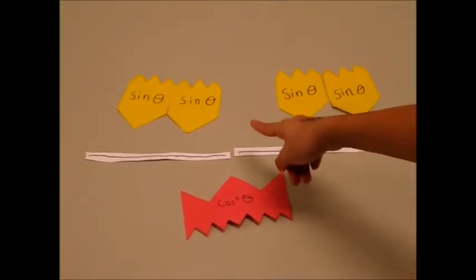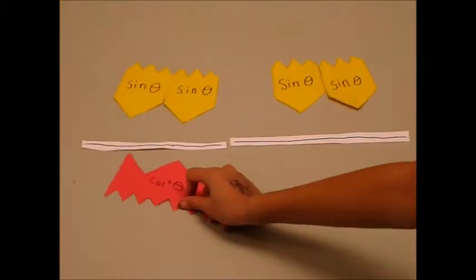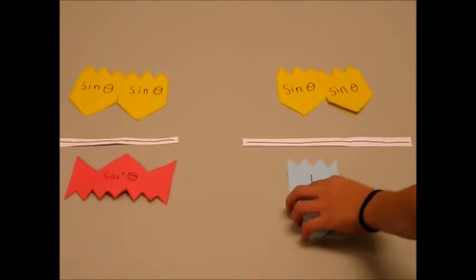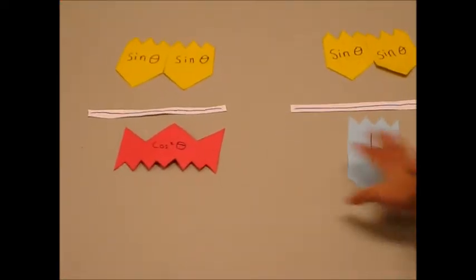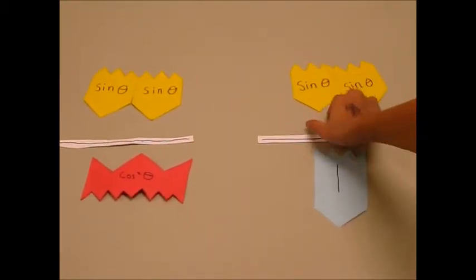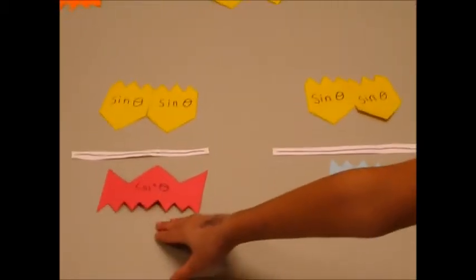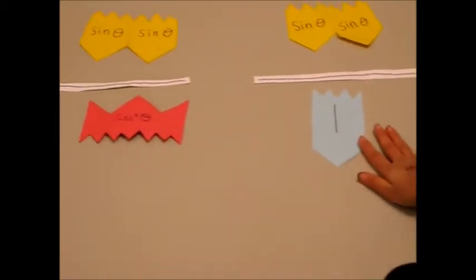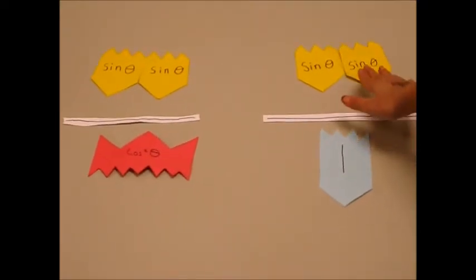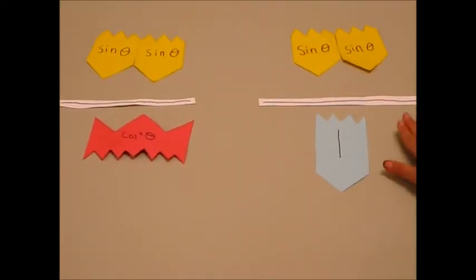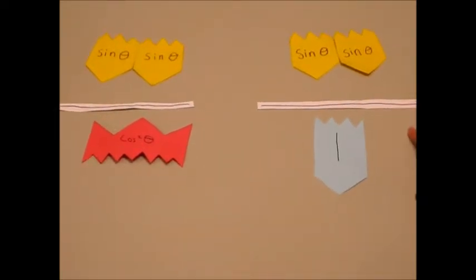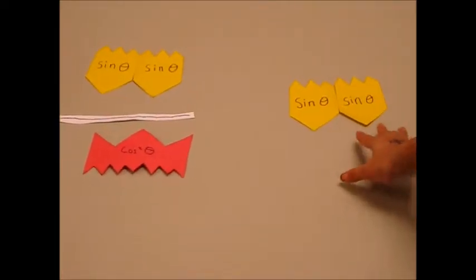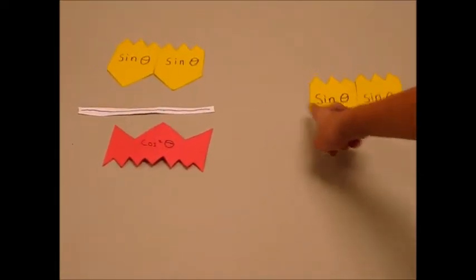So now we have sine squared times sine squared over cosine squared. Now we're going to separate it into sine squared over cosine squared times sine squared over 1. And this works because sine squared times sine squared over cosine squared times 1 is the same thing. And now we can turn sine squared over 1 into sine squared, because we know any number divided by 1 is itself. So we take this away, and now we have sine squared over cosine squared times sine squared.